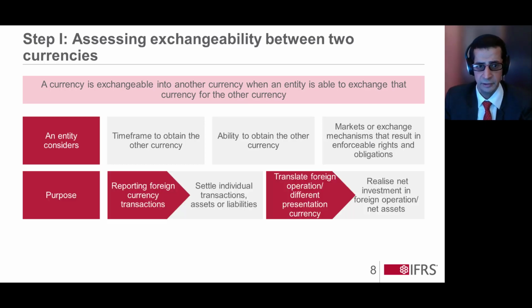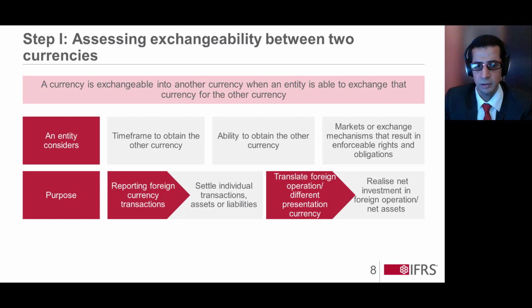In some jurisdictions, different exchange rates might apply for different uses of a currency. So, for example, a company might be able to obtain another currency to pay for imports of particular goods, but not to pay dividends. So, in assessing exchangeability between two currencies, it is important for a company to consider the purpose for which it obtains the other currency.